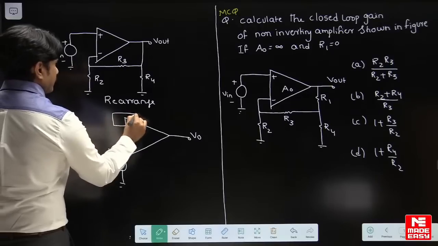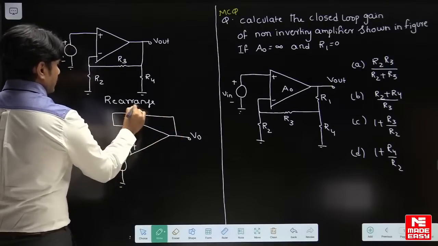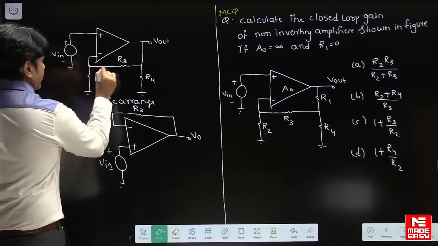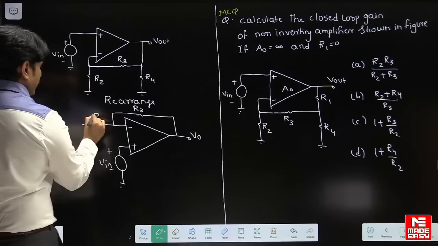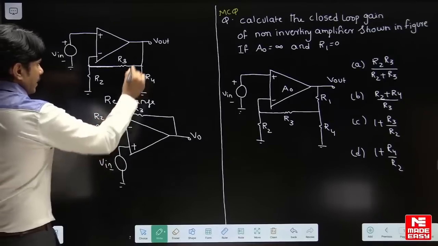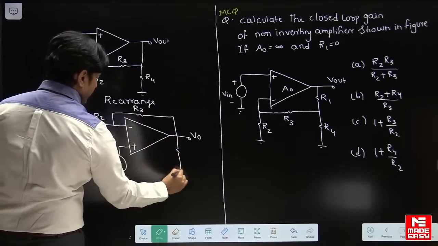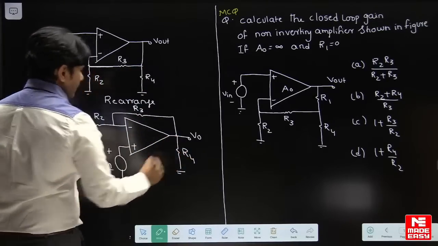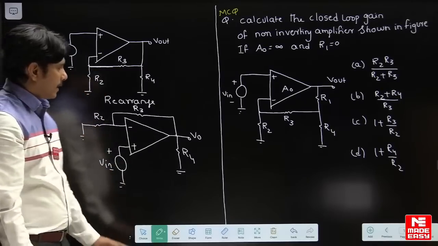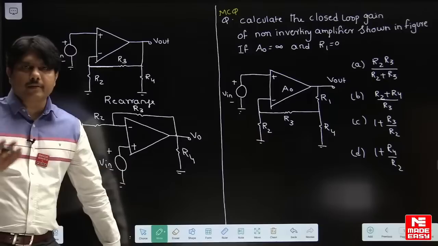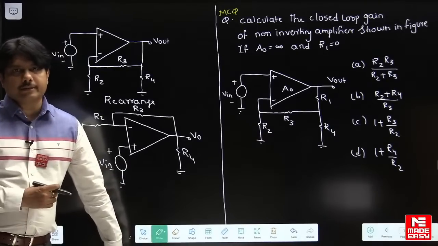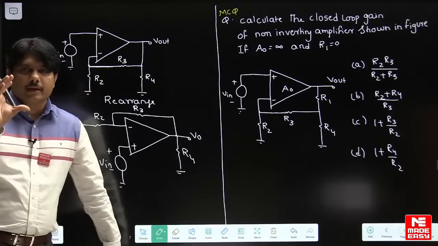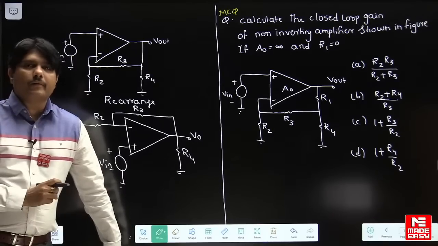On the minus side we have some feedback, that is R3. This is a feedback, and R2 is connected to ground, and R4 is behaving like a load here. Exactly, if you see this diagram and this diagram, both are the same. So for your convenience in op amps, you can change plus to minus and minus to plus, and you can understand the exact behavior, how it looks.